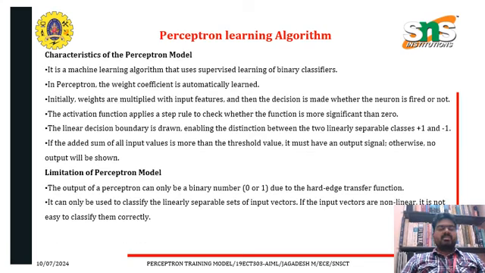And the characteristics of the perceptron model: it is a machine learning algorithm that uses supervised learning as a binary classifier, and linear decision boundaries are drawn, enabling the distinction between the two linearly separable classes plus one and minus one. The limitation of the perceptron model is that the output of the perceptron can only be binary, that is either 0 or 1, due to the hard edge transfer function.